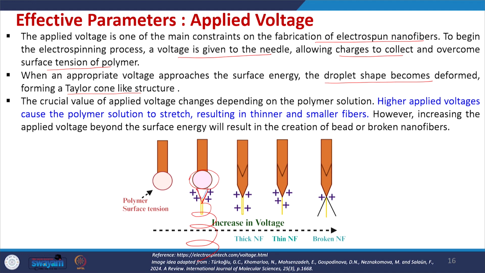The critical value of applied voltage changes depending on the polymer solution. If you are applying a high voltage to the polymer solution, it will stretch and form thinner and smaller nanofibers. But if you are applying a very high voltage beyond the surface energy, that leads to beads or broken fibers. You may get beads on the fibers or you get broken fibers when you are using high voltage.